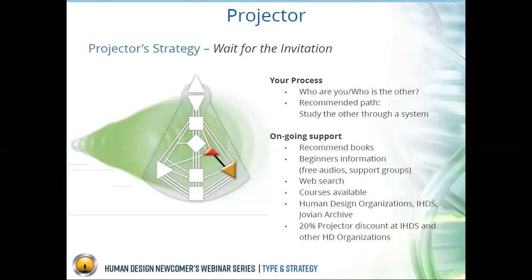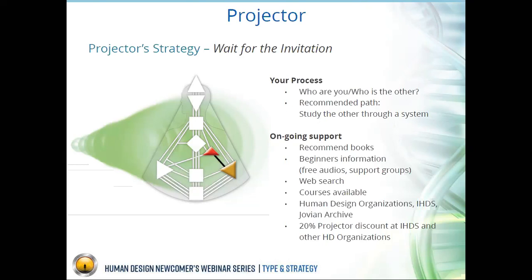Ongoing support: recommend books, human design books if you're interested in studying human design, beginners information. There's lots of free audios and support groups. You could do a web search on human design. It's really starting to catch on fire out there in the larger communities. So there's a lot of stuff out there that you can research and read and absorb and take in. You can go to different human design organizations, the IHDS, Jovian Archive, and get information.